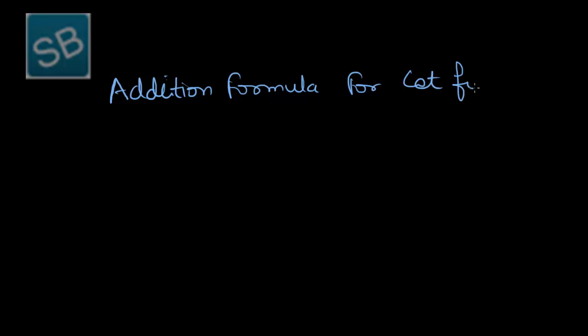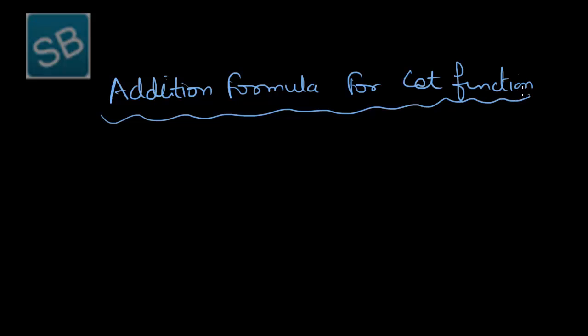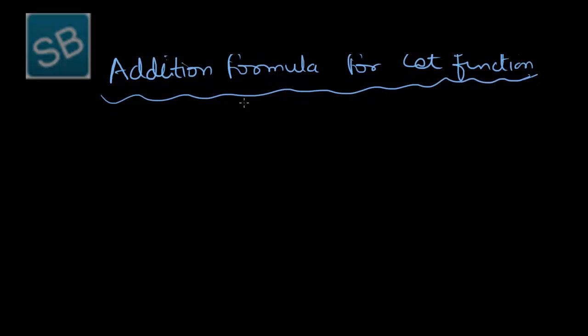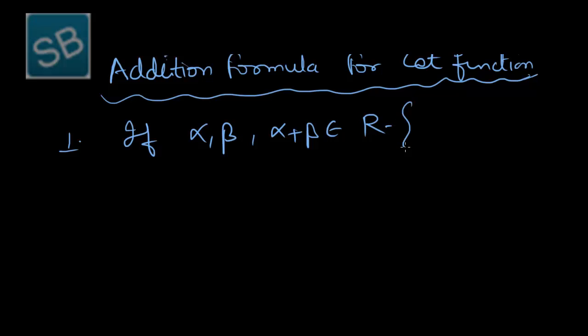Now the addition formula for cot function. As we did in the case of tan function, we will create the cot addition formula in the same manner. So the first part is: if alpha, beta and alpha plus beta belong to the domain of cot function, that is R minus k pi, for k belonging to Z, that is the domain of cot function.